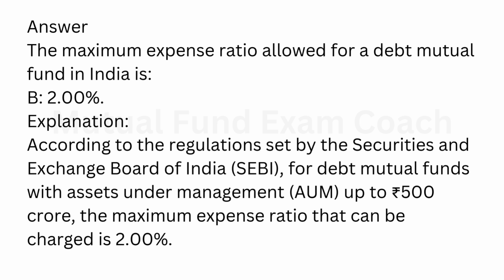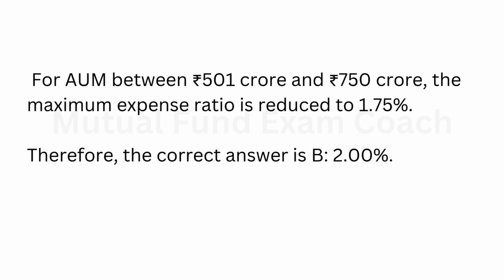2.00%. Explanation. According to the regulations set by the Securities and Exchange Board of India, SEBI, for debt mutual funds with assets under management, AUM, up to 500 crore, the maximum expense ratio that can be charged is 2.00%. For AUM between 501 crore and 750 crore, the maximum expense ratio is reduced to 1.75%. Therefore, the correct answer is B, 2.00%.